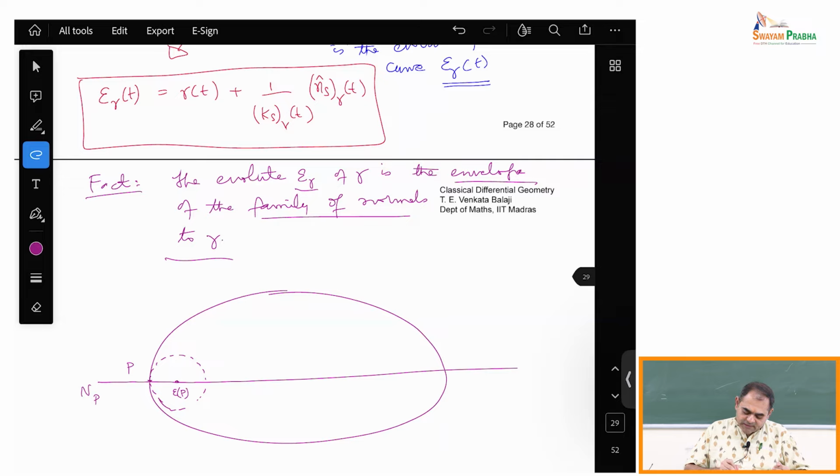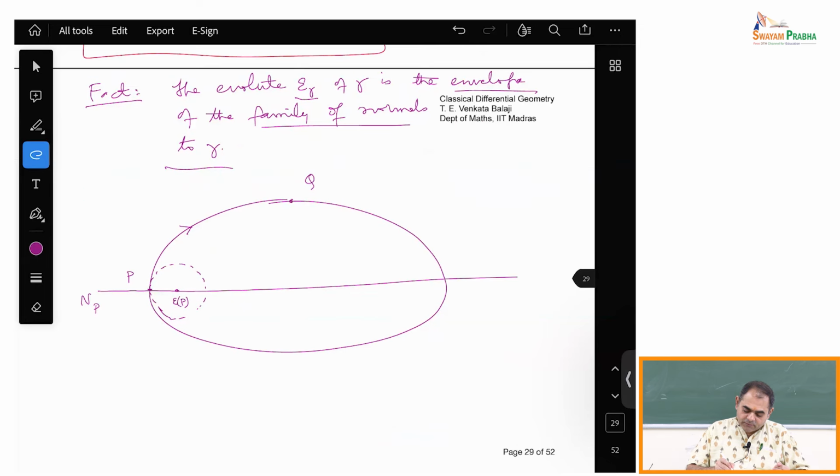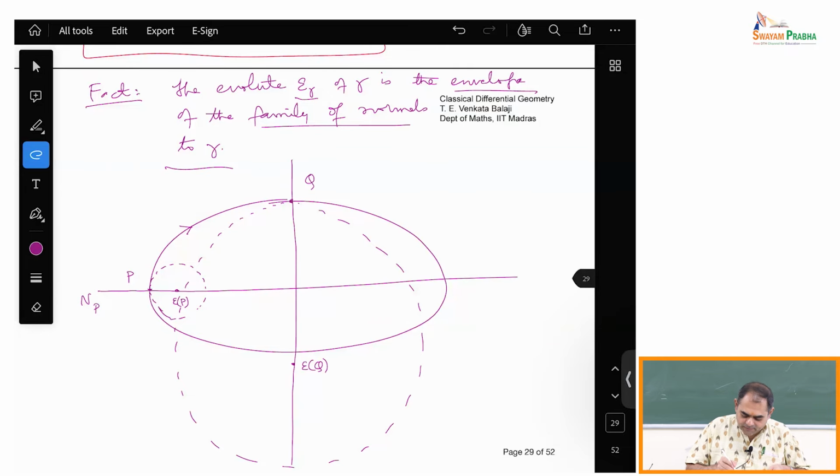if I start moving from P to, let us say, this point Q, which is a point on the minor axis, what is going to happen is that the circle of curvature at Q is going to be large, okay. So it will be a larger circle, and you will get a point somewhere here, and this will be your epsilon of Q. This is going to be the normal at Q.